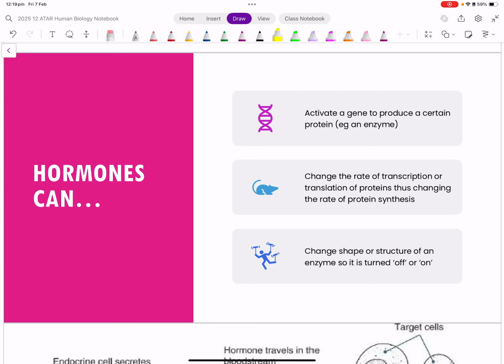Number one, they can activate a particular gene, and this will produce a particular protein. Secondly, they can change the rate of transcription or translation, something that you might be familiar with from year 11, and changing the rate of transcription or translation of particular proteins and protein synthesis. Lastly, they can change the shape or the structure of an enzyme. Again, enzymes being a concept from year 11, so let me underline these concepts from year 11 here for you. And when it changes the shape or the structure of this enzyme, it can either turn it off or turn it on.